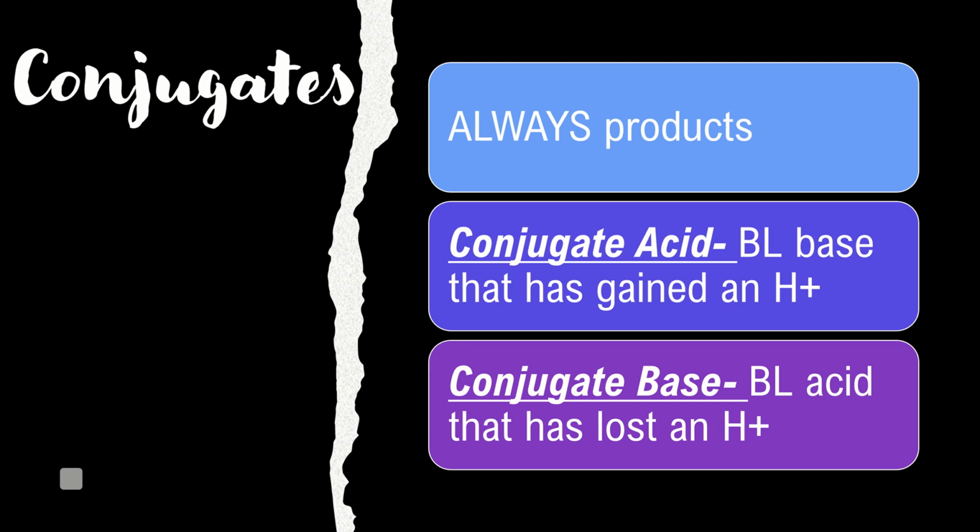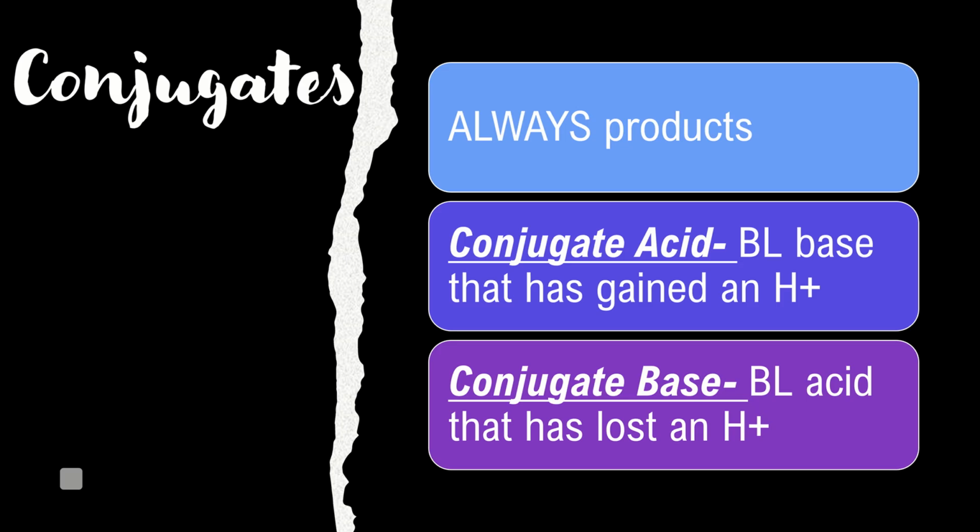All right. When the acid donates the hydrogen to the base, you're going to form 2 new products. Well, obviously, we always form products, okay? And we're going to call them the conjugates. And the conjugates are what are made. So they're always the products. The conjugate acid is basically what is created after the base has gained an H+.